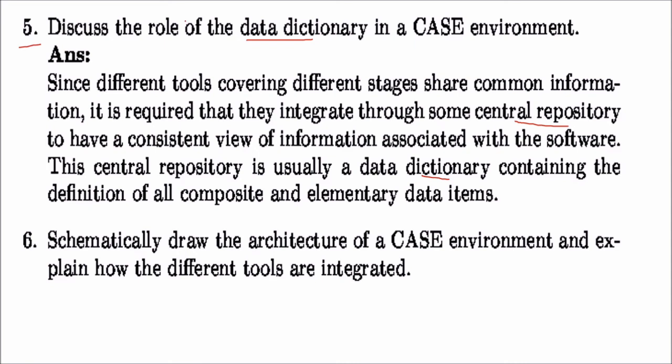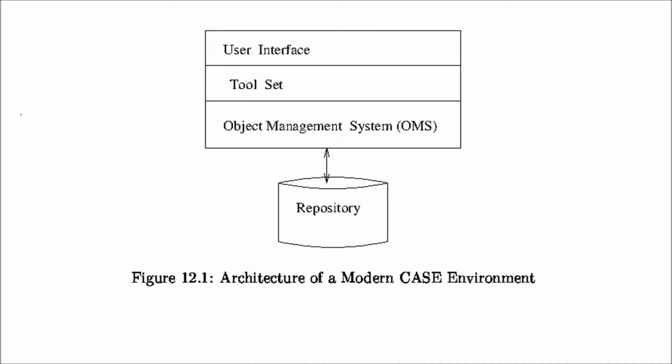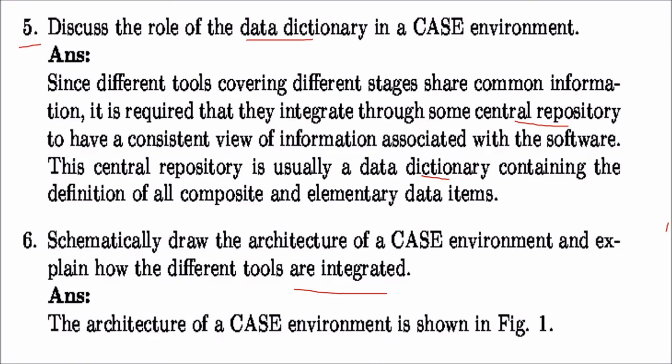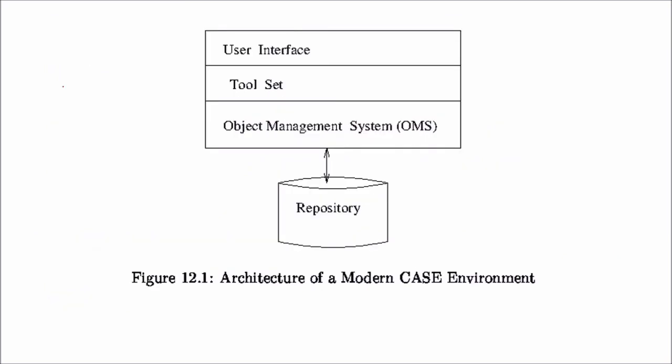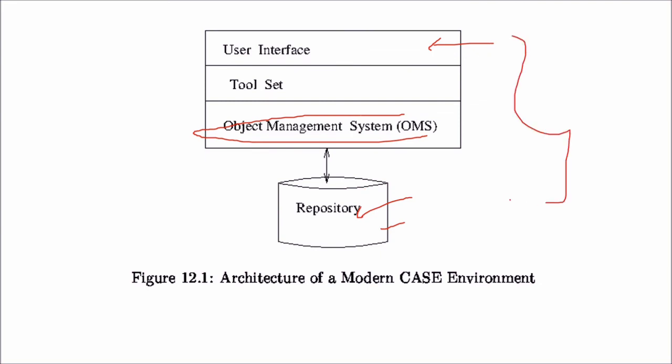Next is to schematically draw the architecture of the case environment and explain how the different tools are integrated. So we'll see this in a diagram. This is the architecture of the case environment, and we will try to explain how the different tools are integrated. See, this is the architecture of a modern case environment. Here you have a user interface where the user can interact. Then just below that you have tool sets, and in between, your data repository where your actual data is stored, you have the object management system. So this is the modern architecture.